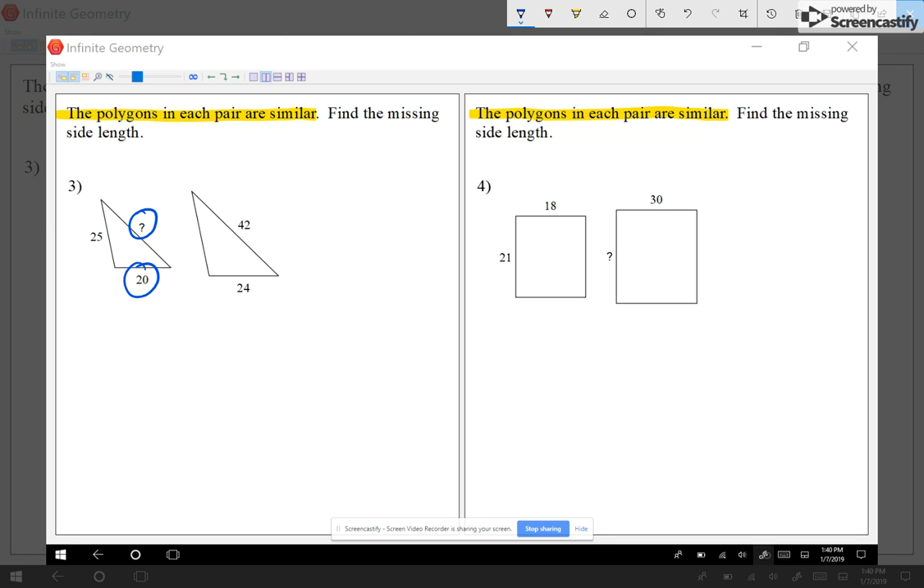The question mark, since I don't know what value it is, I'm going to call it x. And I'm just going to say x and 20. Once again, I'm going to write fractions, and I'm going to put my x and my 20.